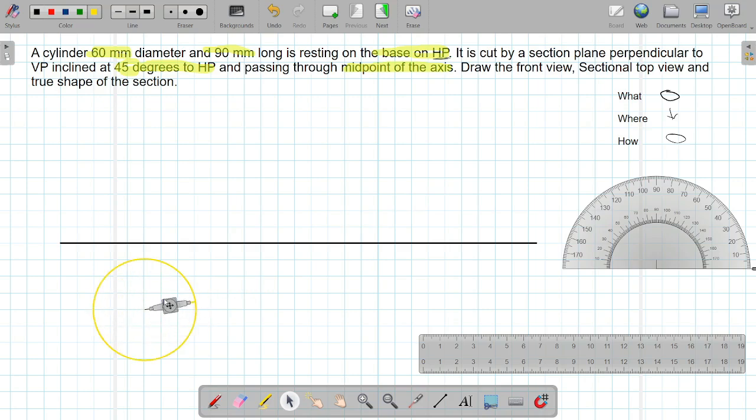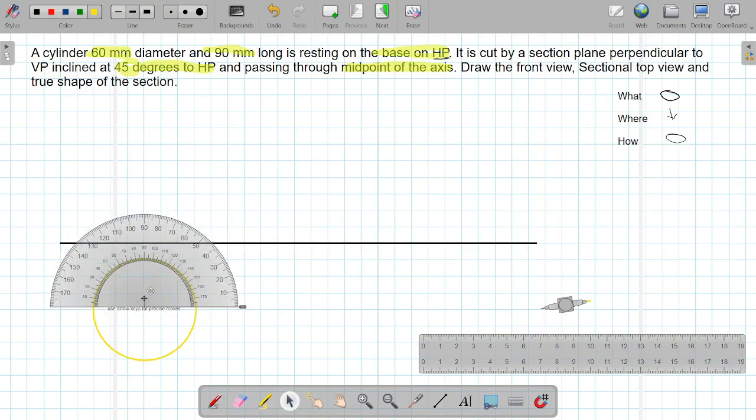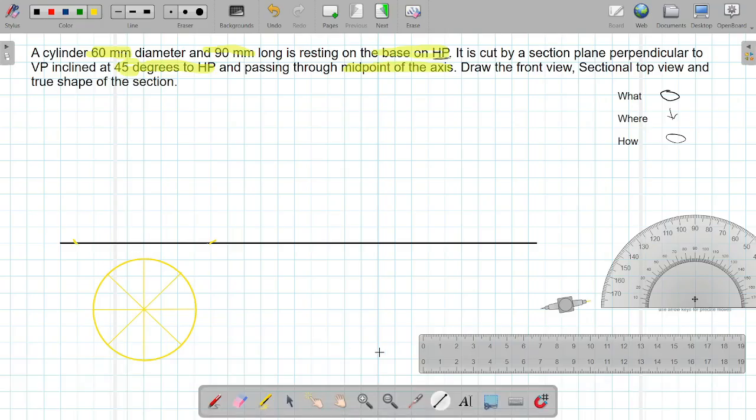Regarding the color coding, whatever I draw in yellow will be the light part, and whatever I draw in black will be the dark part. So we have drawn a circle of diameter 60 mm. Then we will divide this circle into 8 equal parts. This is how the circle is divided into 8 parts. Now we will take the projection up to make the cylinder. The projection lines again should be very light.